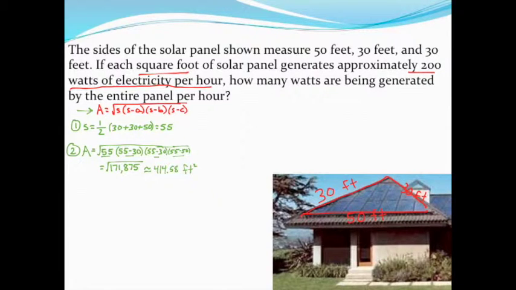Well, that's not the answer to this question because they weren't asking for the area of the roof. They were asking for how much electricity is generated. Since I now know the area, and I know that every square foot generates about 200 watts of electricity, I'm going to take my area and multiply that by 200, because for every square foot I get 200 watts of electricity. Multiplying the area times that rate, I come up with 82,916 watts of electricity per hour.